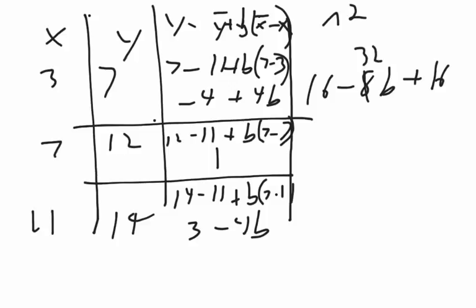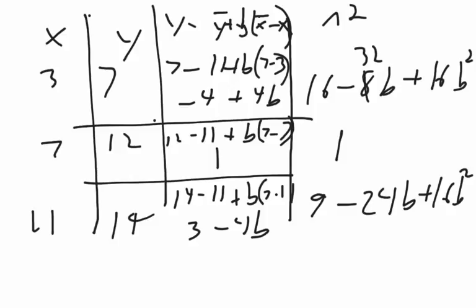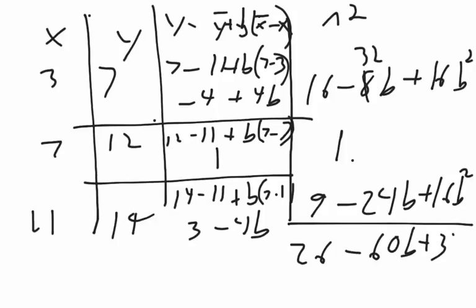32b plus 16b squared. The next one, when I square 1, I get 1, and the last one I got 9 minus 24b plus another 16b squared. So when I add up all of the areas, 16 plus 1 plus 9 turns out to be 26 minus 60b plus 32b squared.